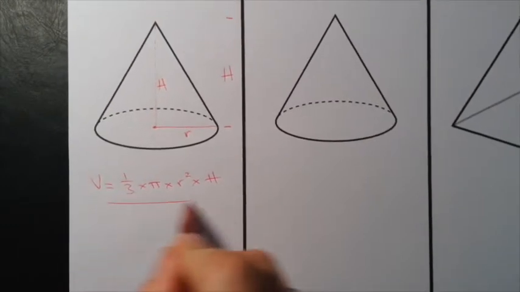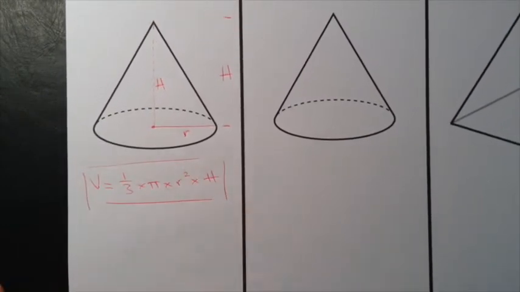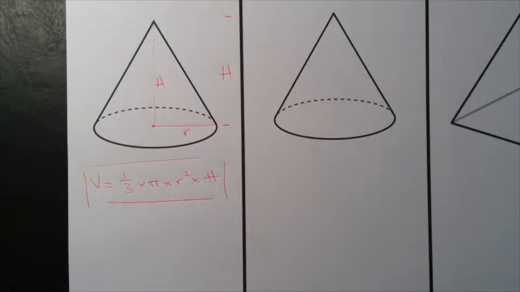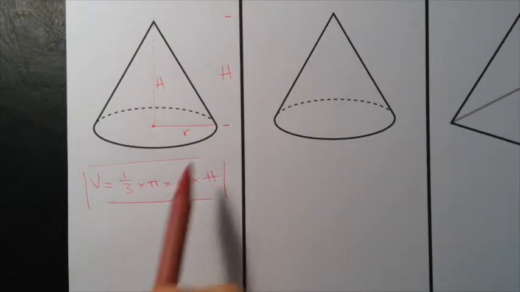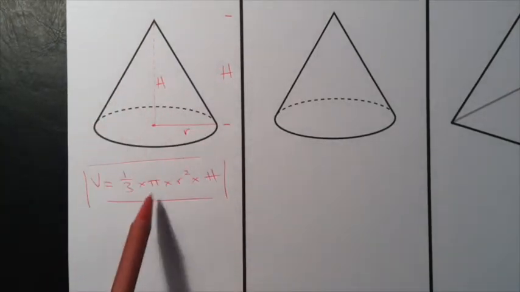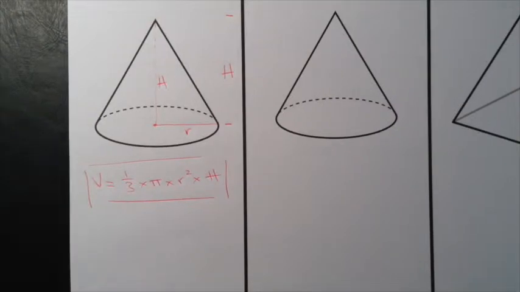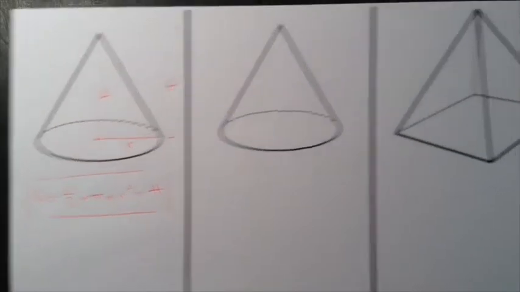Alrighty, so there's our formula. Make sure you copy it down, make sure you have it somewhere in your notes, highlight it, whatever you must do with it. Like always, when we're dealing with circles, we need to use that pi, so anything with circles in it needs to have pi involved. So that's our formula. Let's have a look at a quick example here.